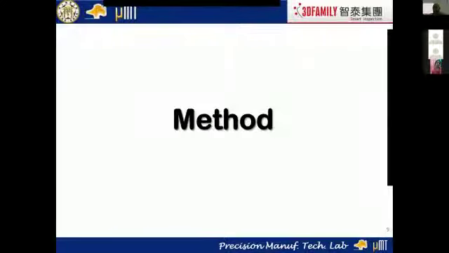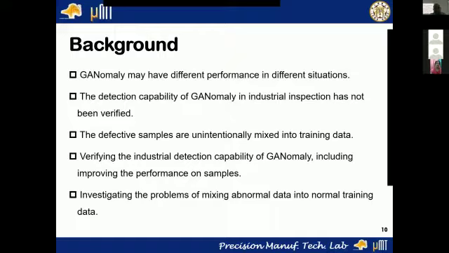Next, let's take a look at method. Because GAN anomaly may have different performance in different situations, and the detection capability of GAN anomaly in industrial inspection has not been verified. In addition, defective samples are unintentionally mixed into training data, which may cause a decrease in detection capability of the model. The goals of this paper are verifying the industrial detection capability of GAN anomaly, including improving the performance on samples, and investigating the problem of mixing abnormal data into normal training data.